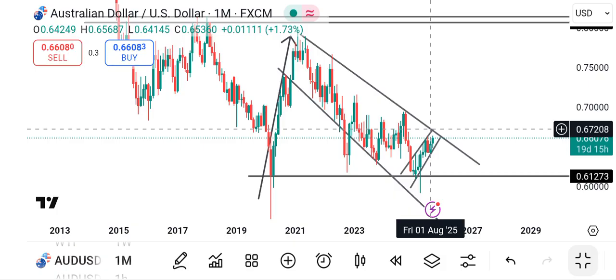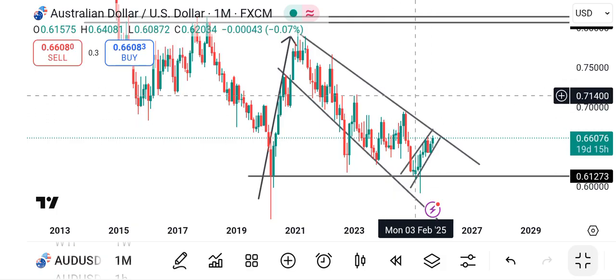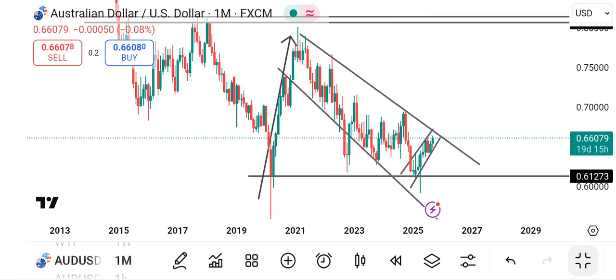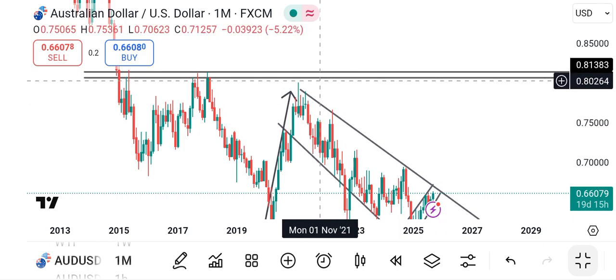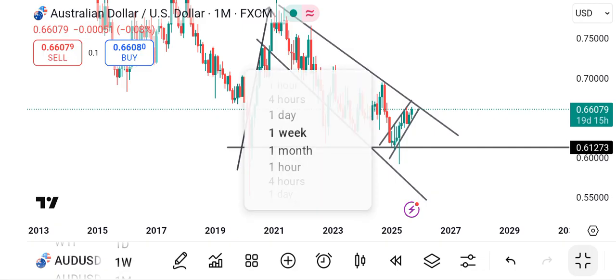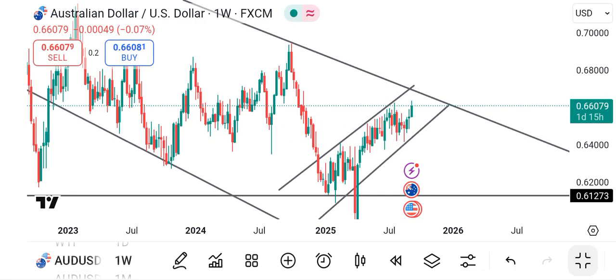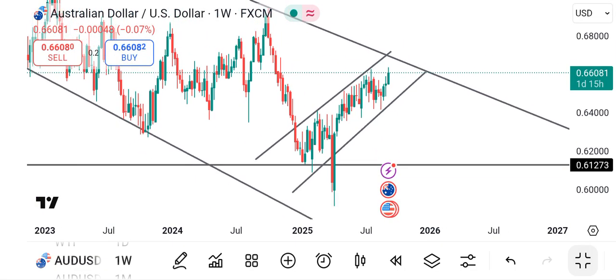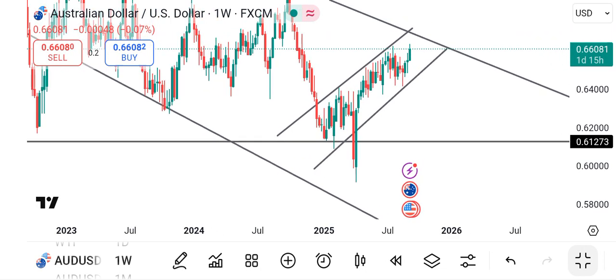So if you can break above here, that means break and sustain here, that means we are coming to this particular zone next. No doubt about that. But if you fail to break above it, that means we are heading back lower. You heard it here. We are heading back lower here.